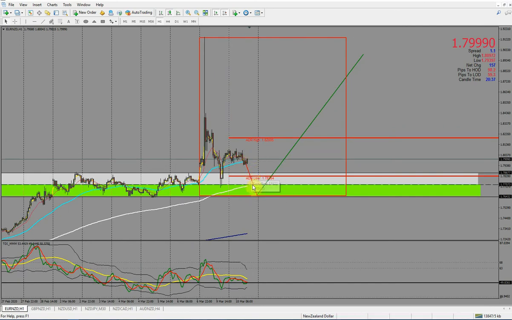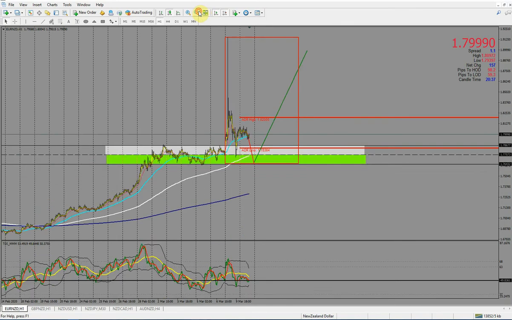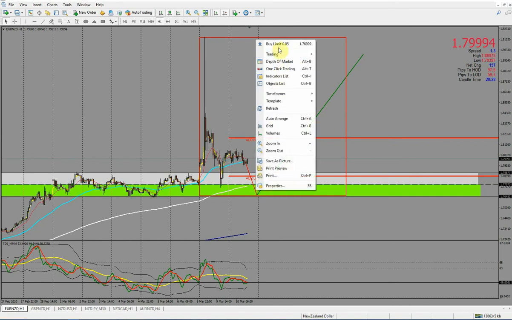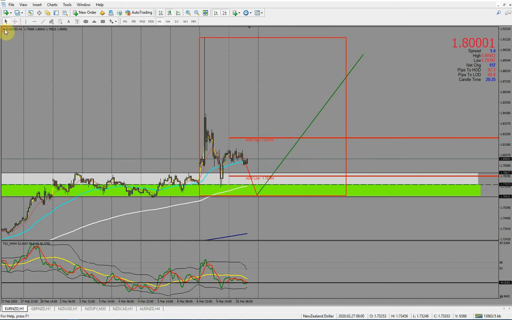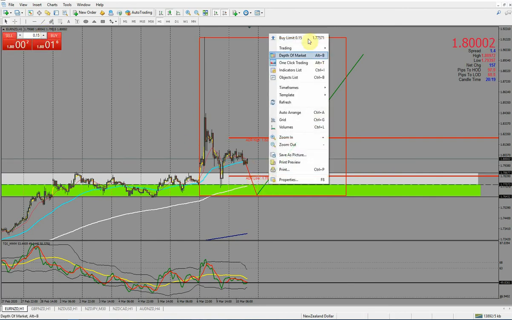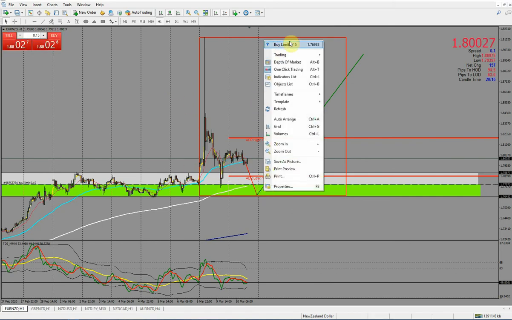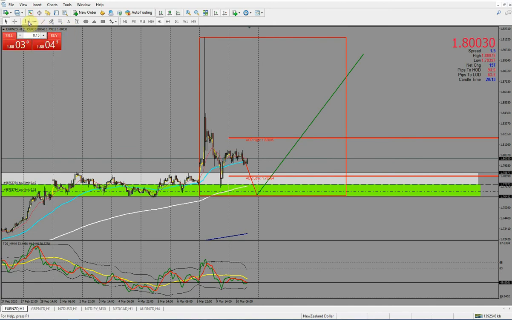So I'm going to have my pending orders right about that area there. Let me just do this. 0.15, I'm going to put that there, and then one also over here. My stop loss is going to be not more than 50 pips. So with that being said, I'm going to do this.